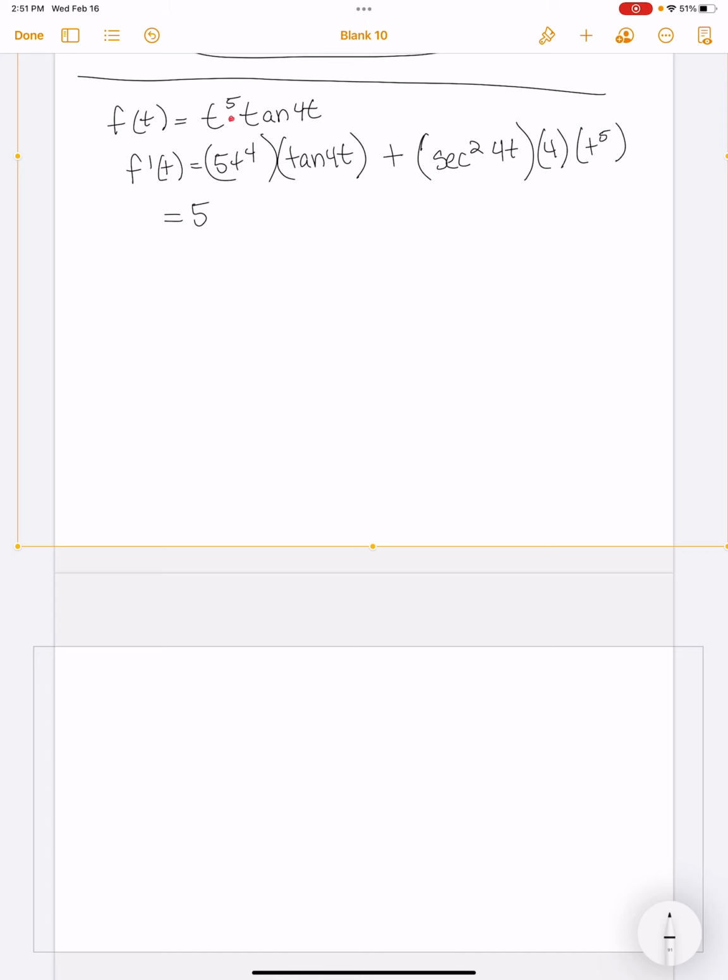Now let's put these together. 5t to the 4th, tangent 4t, plus 4t to the 5th, secant squared 4t. Okay, now we have a common t to the 4th that we can pull out. That's going to leave us with 5 tan 4t, then a plus, and then a 4 secant squared 4t. And that is your derivative.